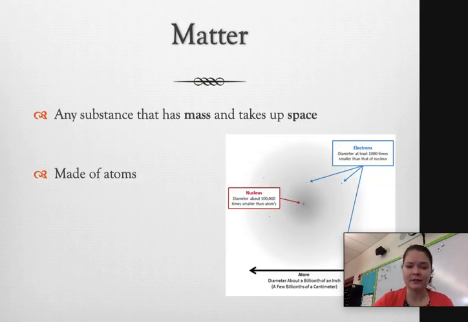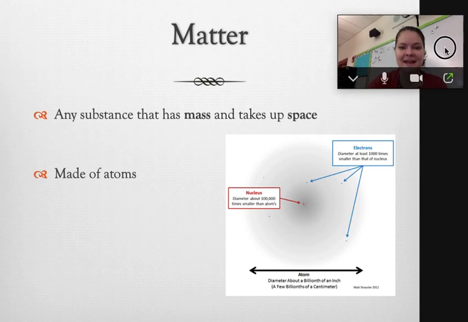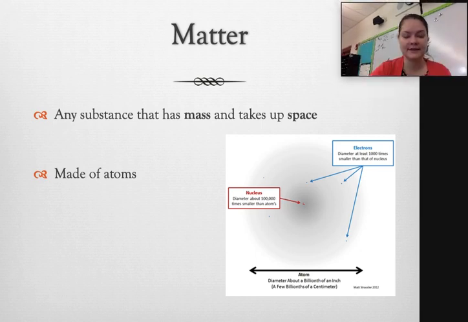So let's start out with the most obvious here, which is the definition of matter: any substance that has mass and takes up space, which is a pretty easy concept. Really, everything is matter or energy, which isn't matter. So matter is anything made out of atoms, and hopefully you're pretty familiar with atomic structure, but if you are not, here's a sweet, sweet picture of an atom.